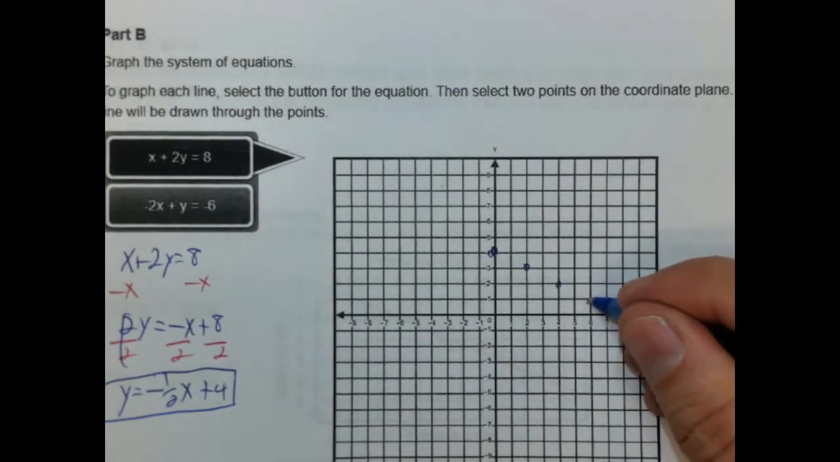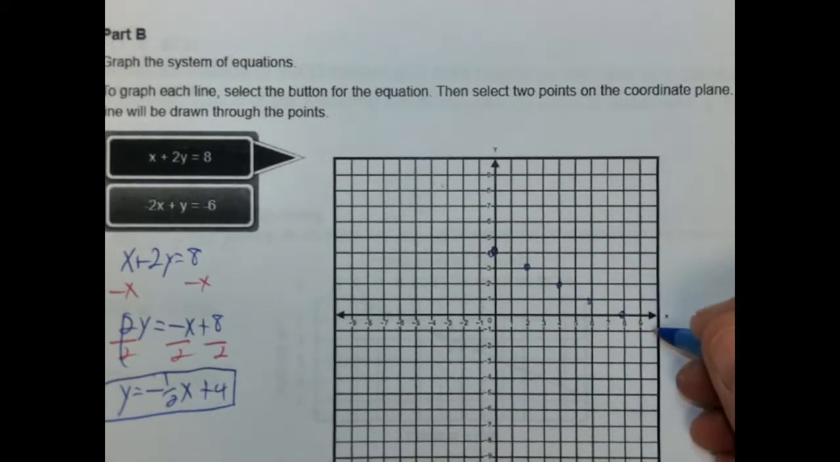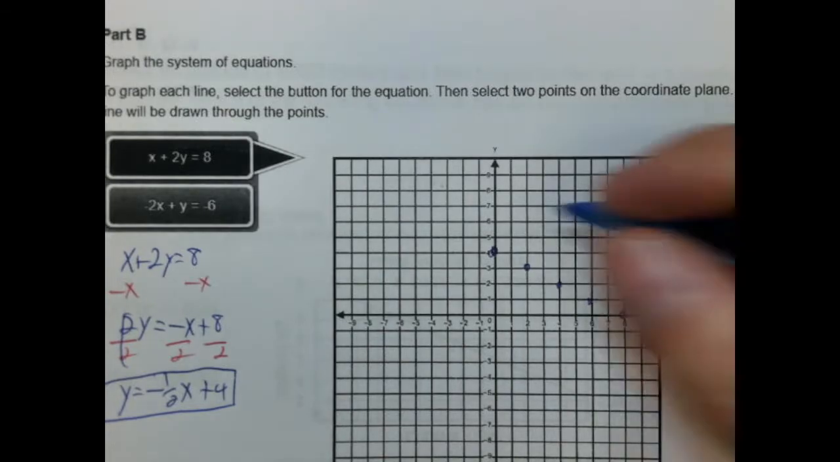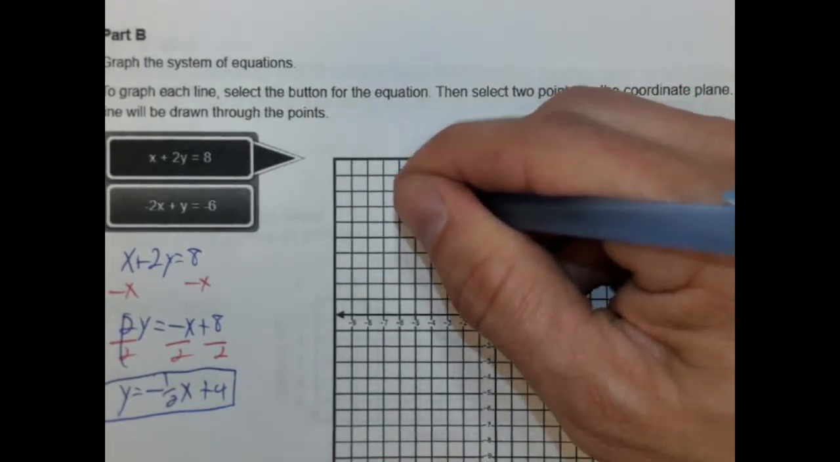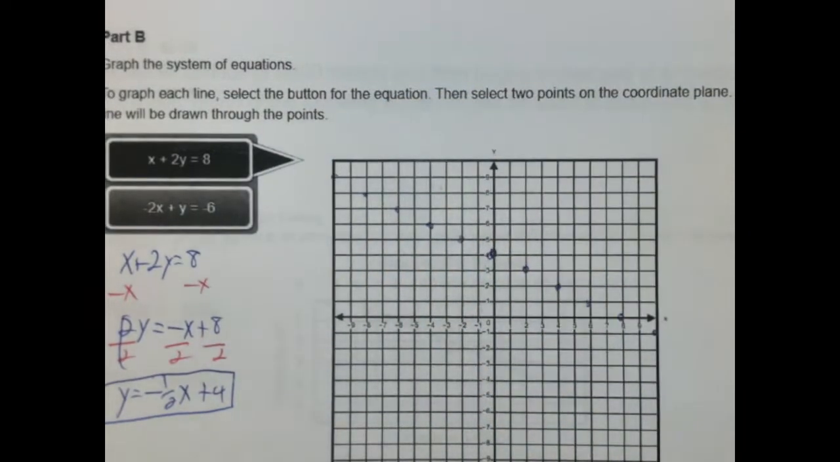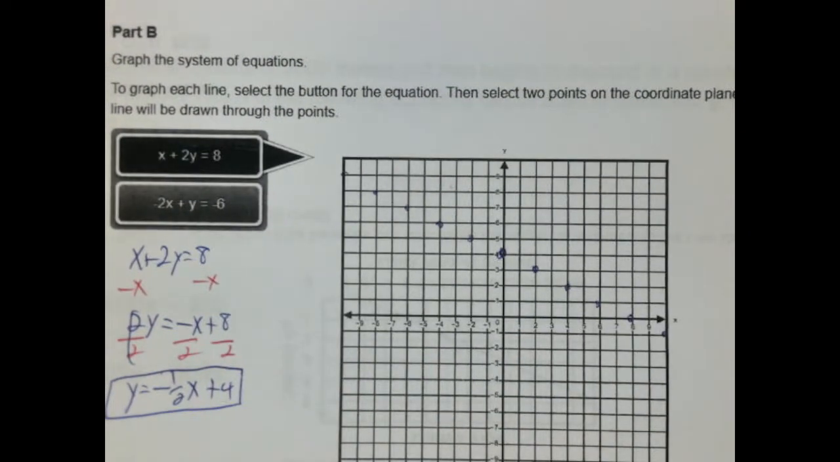Now, you won't have to do this on the computer. It'll do it for you. You just need to plot 2 points. But by hand, it's most accurate when you do as many as you can. Okay. Do I have a ruler? I think I do.